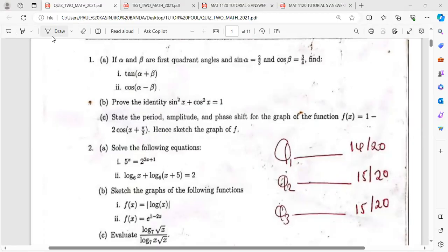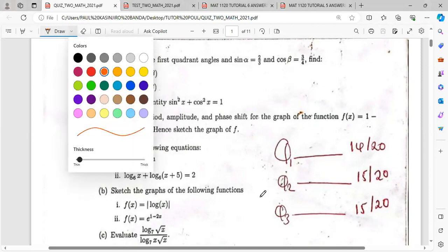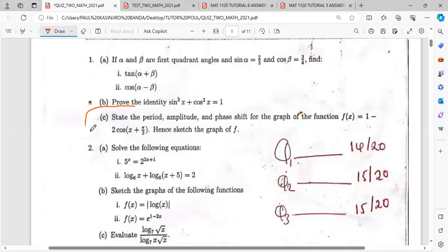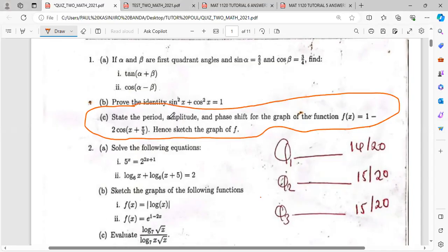So this here is our question. Let me get a pen. They are saying state the period, the amplitude, and the phase shift for the graph of the equation. They have given us the equation here: f(x) = 1 - 2cos(x + pi/3). Then they're saying sketch the graph.